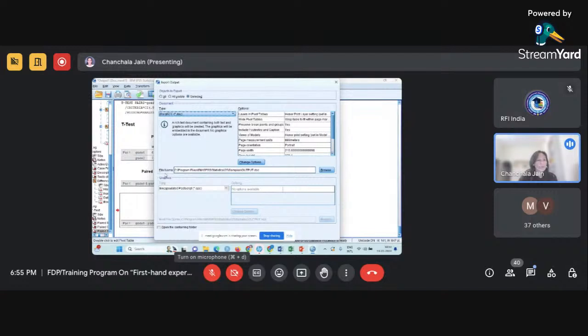Then it is asking for the file name, whatever name you want to give your file. You can see here it is storing my data in the C drive. If you want to make changes, you can click on the browse button and select the location also. At the end, you can write the name of your file and click on the OK button. Once you click OK, whatever output you want will be exported at that particular location. I hope you got it. I think this is what you were asking.